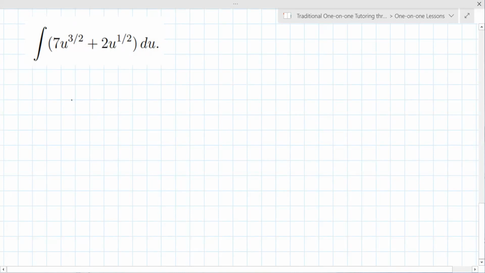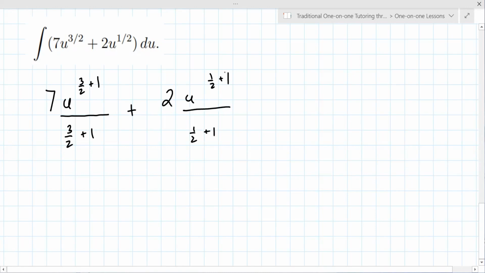Is that okay? Okay. So 7u, now you have to add 1 to the exponent over 3/2 plus 1. See how these are always the same? Plus 2u to the 1/2 plus 1 over 1/2 plus 1. Again, the exponent and the bottom are the same, plus c. Okay, so now we do have to simplify. That's an important part of this. 3/2 plus 1 is like 3/2 plus 2/2. So that becomes 5/2.